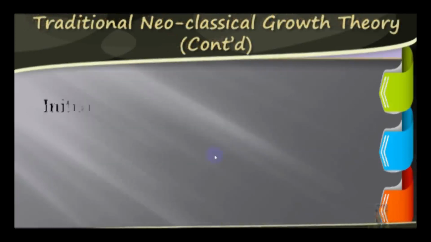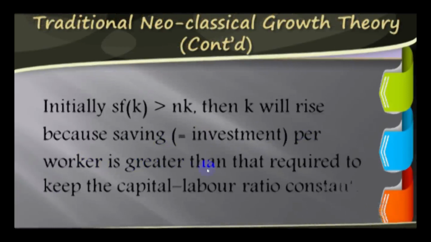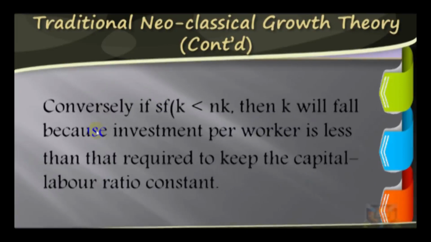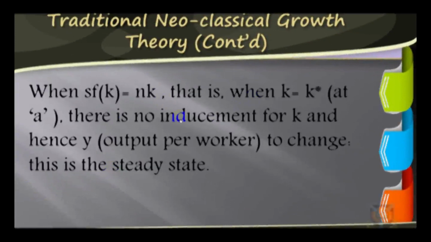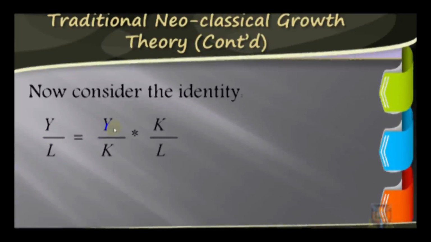Initially, s f(k) is greater than nk. Then k will rise because savings per worker is greater than required to keep the capital-labor ratio constant. Conversely, if s f(k) is less than nk, then k will fall because investment per worker is less than required to keep the capital-labor ratio constant. When s f(k) equals nk, that is, where k equals k asterisk, there is no inducement for k and hence y to change. This is the steady state. Now consider the identity: Y over L equals Y over K times K over L.